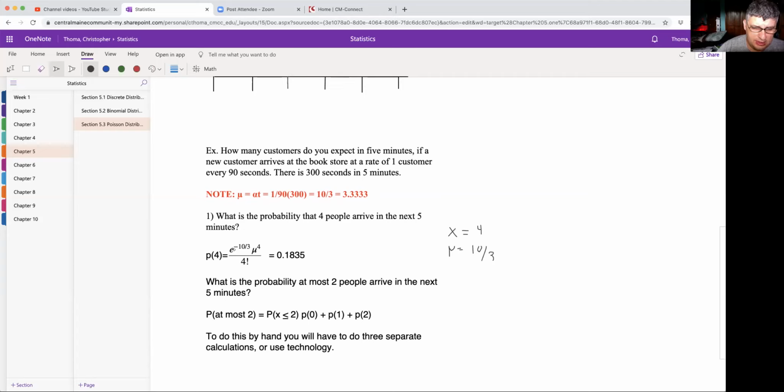So now E is that symbol. It's in your calculator. It's kind of like pi. So it's E to the negative 10 over 3 times... oh, I forgot to put what mu is in there. I'll have to fix that after the video. That mu should be 10 thirds, raised to the 4th power, divided by 4 factorial, right?